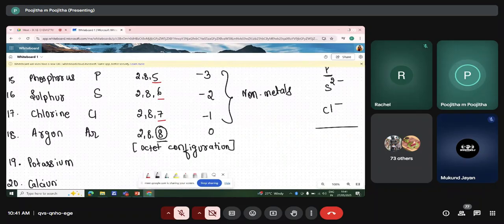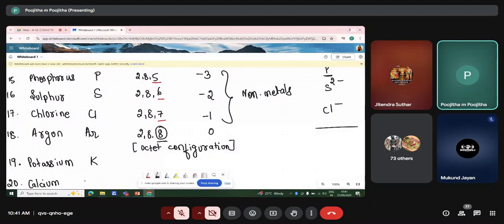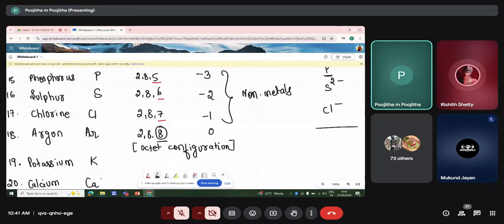Up to grade 10, for the first 20 elements, you should know their electronic configuration, valency, ions, everything. Only the first 20 elements, without fail, you should know. What is the symbol for potassium? K. And the name of the 20th? Calcium. Symbol for calcium is Ca.